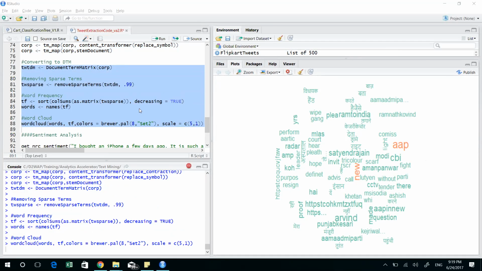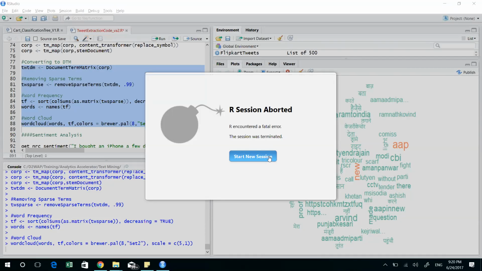So guys, the word cloud is still getting created because there is this red button over here. We're just waiting for it to complete. While it is getting created, I could see a few names. Does anybody remember what Satyendra Jain did when it comes to Kejriwal? Or what Aman Pawar did? Sorry guys, I think our session has aborted. I have to start a new session.